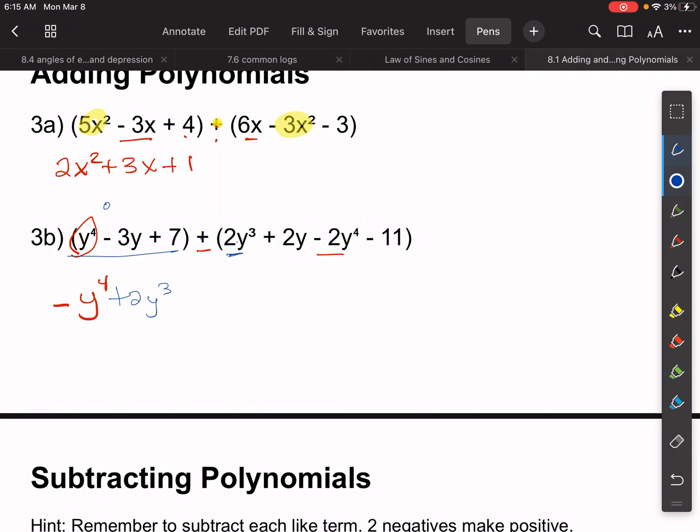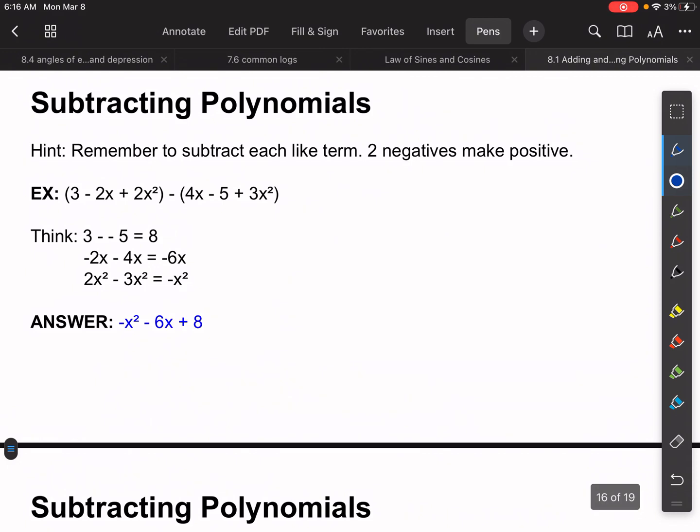Okay, then we can combine, there's no y squared, so now we can go to this one. Negative 3 plus 2 is just going to be negative 1. Negative 1y. And now I'm done with that term. So I've done this one, this one, this one, this one. I'm left with 7 plus negative 11. 7 minus 11 is negative 4. So for 3b, I get this guy. This has a leading coefficient of negative 1. This is a degree 4 polynomial.